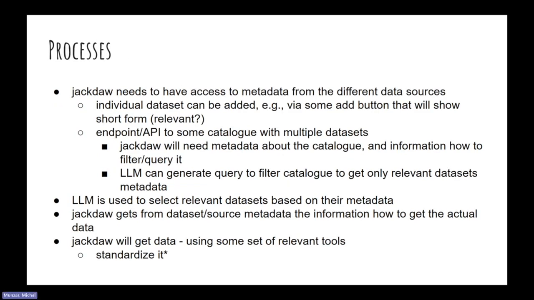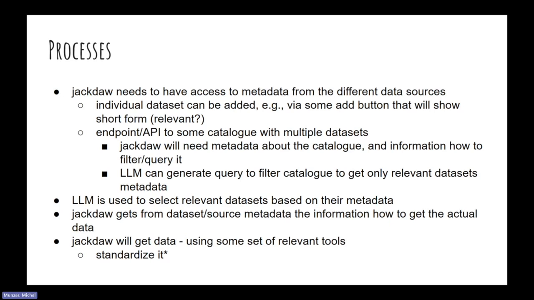So what will be the process here is that Jackdaw needs to have access to the metadata from these different data sources. So we can add individual datasets, maybe. That's something that we need to see if it's actually relevant. For example, there will be some button in Jackdaw that says, okay, I am a provider of this dataset and I want to make it accessible via Jackdaw. So he just needs to fill in some basic information and provide it to Jackdaw. But most generally, we will probably try to leverage existing catalogs, registries that include many datasets, right?